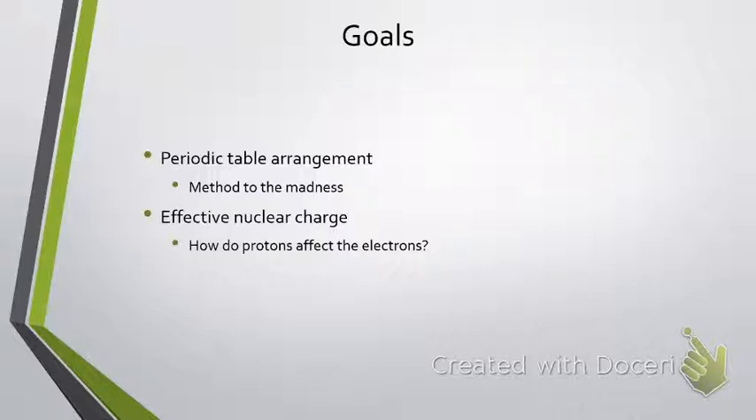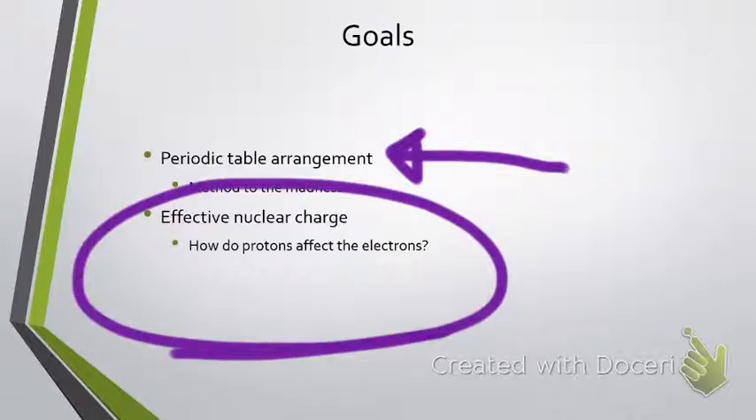So the goals for today are as follows. First, we're going to briefly discuss the periodic table and how it's arranged, because there's a method to the madness and reasons why it is arranged the way that it is. And secondly, we're going to discuss effective nuclear charge and how the protons affect the electrons, because the protons are positively charged, whereas the electrons are negatively charged. So there is an effect on them.